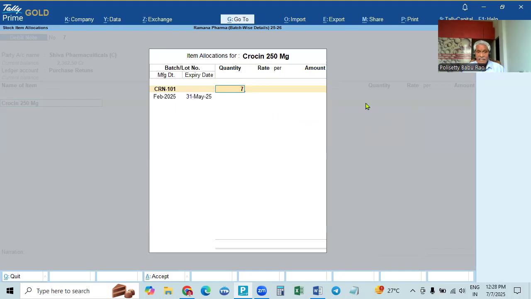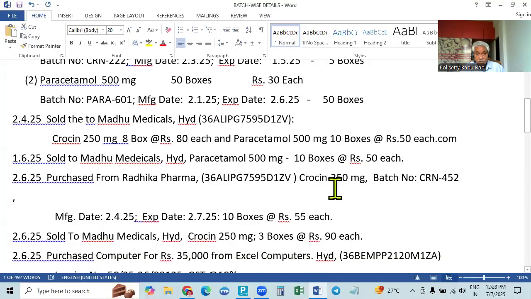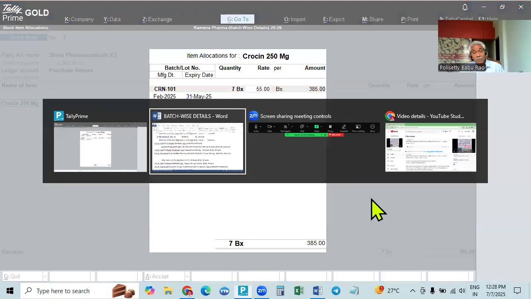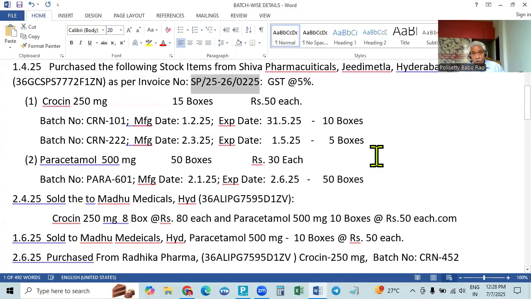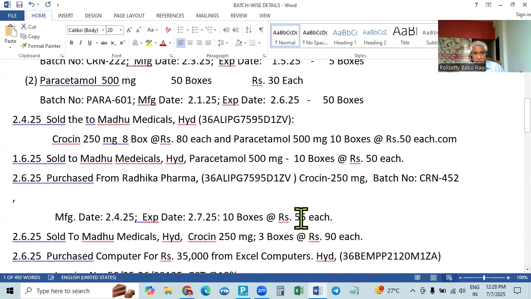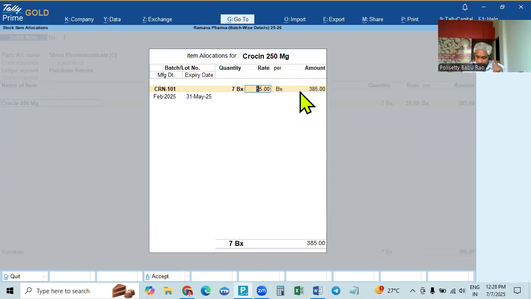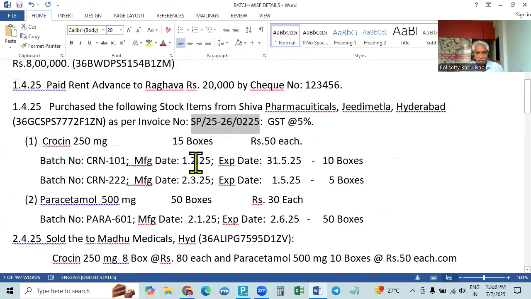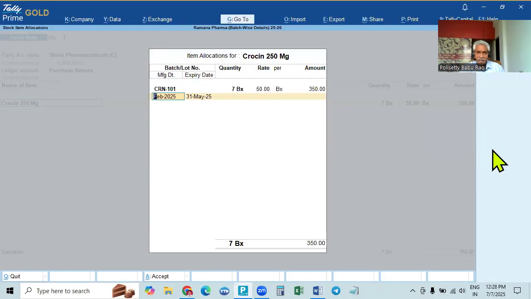And what is the thing? 7 boxes are selling. Previously we purchased for 55 rupees. This one was purchased for 50 only, but the latest purchase is 55 rupees. We have to change to the original purchase, 50 rupees each. The same date, February, see the February and May, February, May it is showing.